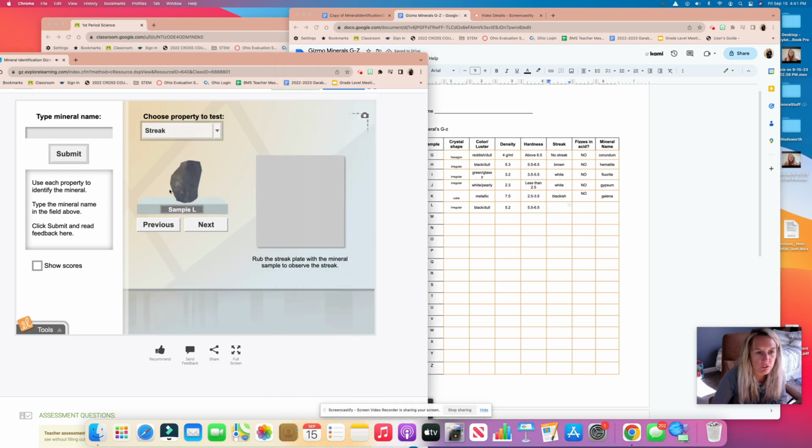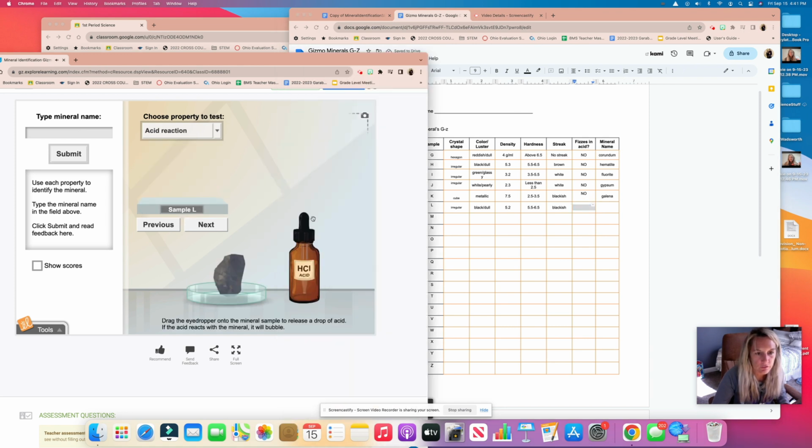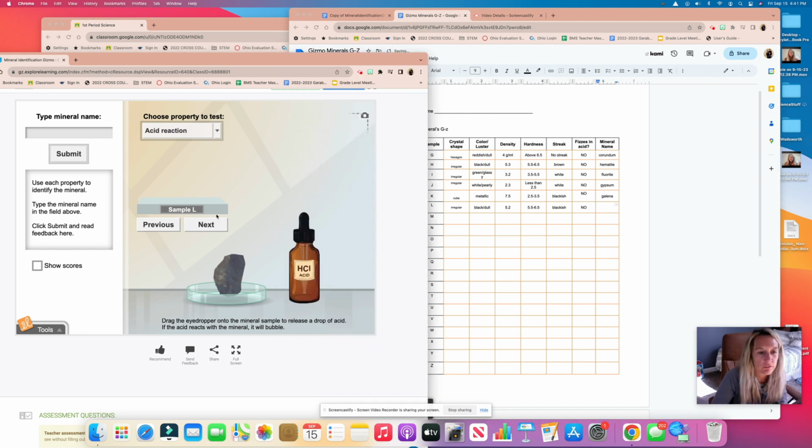Let's try the streak. All right, streak's a blackish color. All right, let's try the acid test. Nope, does not react with acid. All right, so let's go ahead and compare the properties.